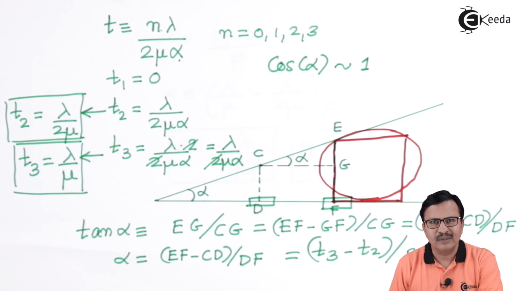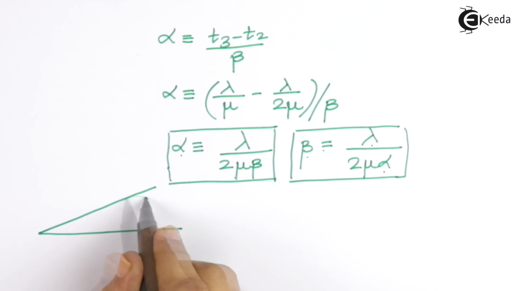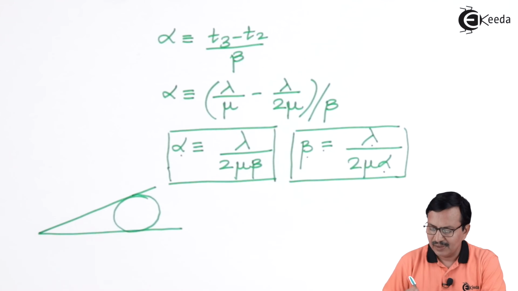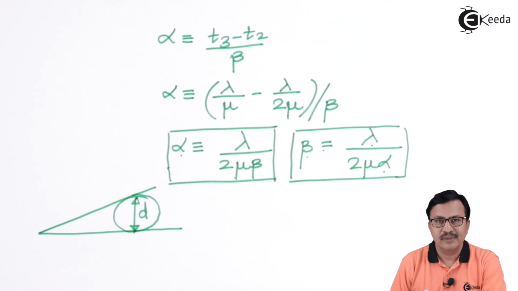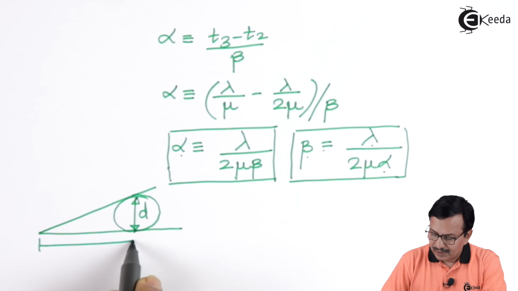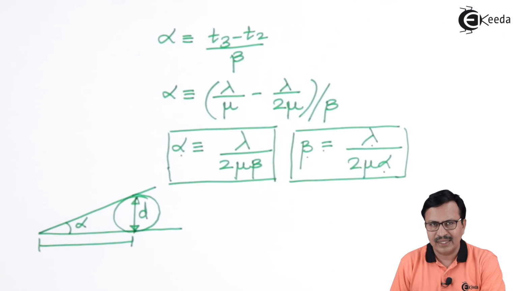Let us apply this method for finding out either the width of the paper or the cross-sectional diameter of a very thin wire. So in the case of a very thin wire, let us assume that we are having a cross-section, and we want to find out the diameter of this. Now since we want to find out the diameter, this is your alpha, which is the wedge angle that is being made by this wire.